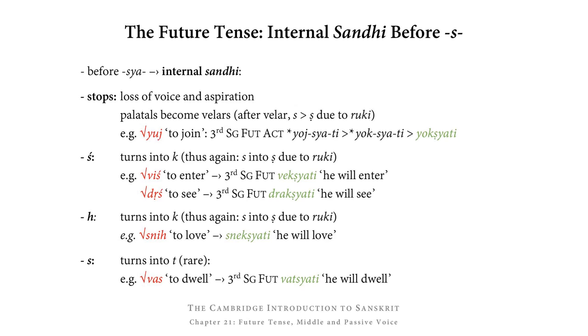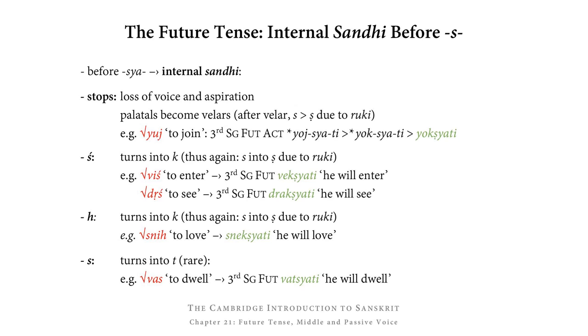In the alternative future that we just saw for gam, which was gansyati, we saw a little bit of internal sandhi. In front of the s, the gam changed into gan. Now, this is actually a fairly frequent phenomenon, so let's look at the various kinds of internal sandhi that we find before the s of the future marker sya.